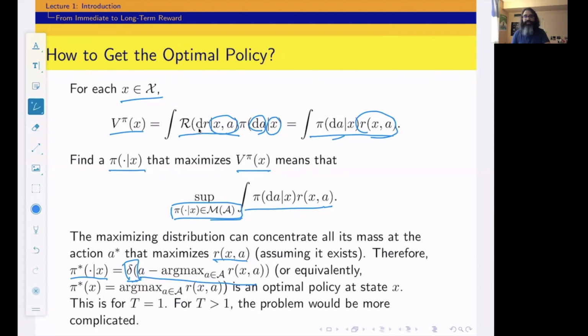Or equivalently, instead of the form of a distribution, we can define it in the form of a function. We say it's a function, pi star of x, that chooses the maximizing action at that state. So this is for t equal to 1. And if you recall, this is the same as what we had before for the immediate reward maximization case.